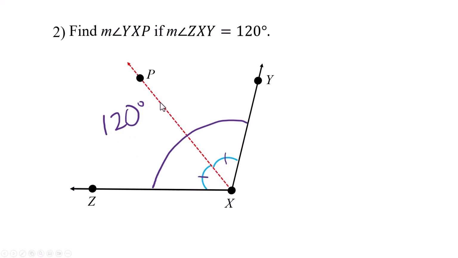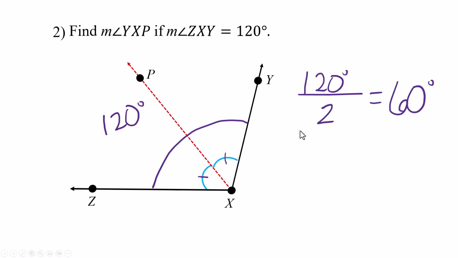So we know this is a bisector. We know they're the same because of how they're marked with the blue arcs, but we are talking bisectors here. So I'll just take 120, split it in half, and we get 60 degrees for the angle they're asking us about. The other one's also 60 degrees.